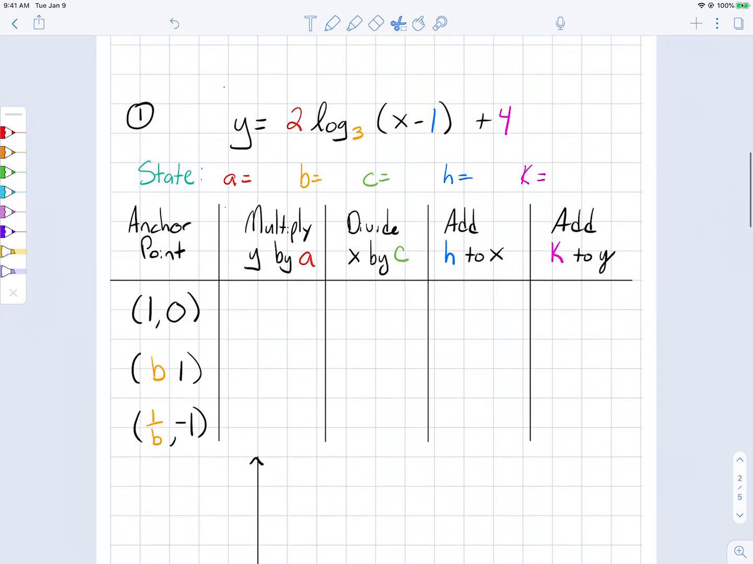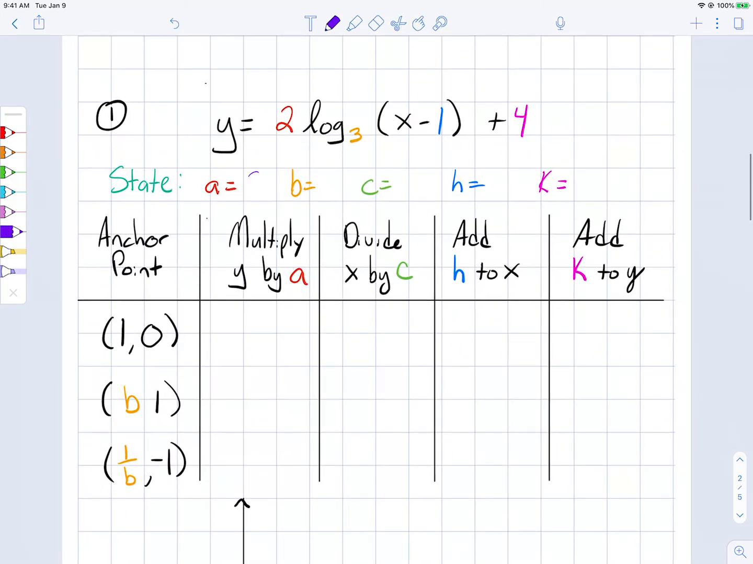Okay, so here's our first equation. So on this problem, we have that a is 2, so I'm filling this in. B is 3, C is 1, because remember it's the opposite of this. Sorry, I put that in the wrong spot. C is 1 because there's no number there. H is 1 and K is 4.